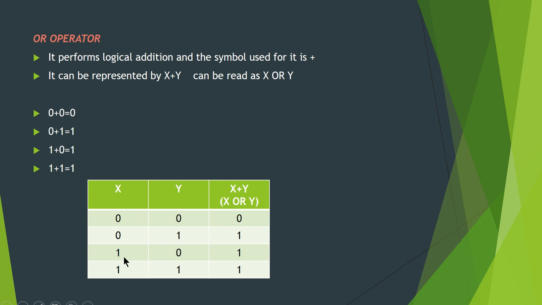If the x value is 1, 1 OR 0 is 1 again. If both the inputs are 1, then also it is 1. If at least any one of the inputs is high, the output is high. That is your OR operator.